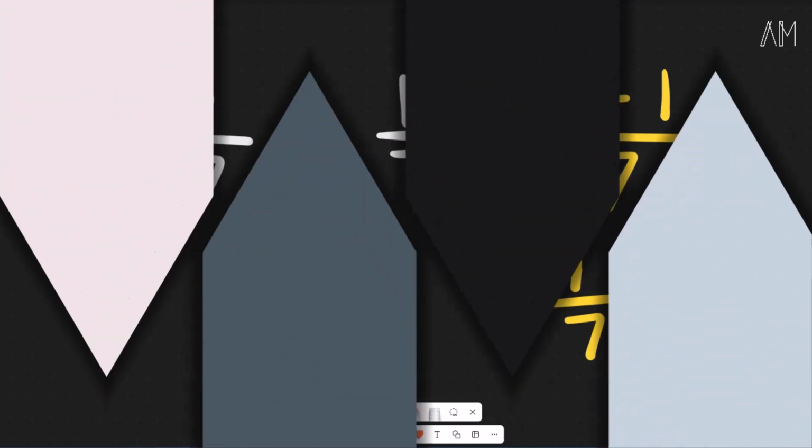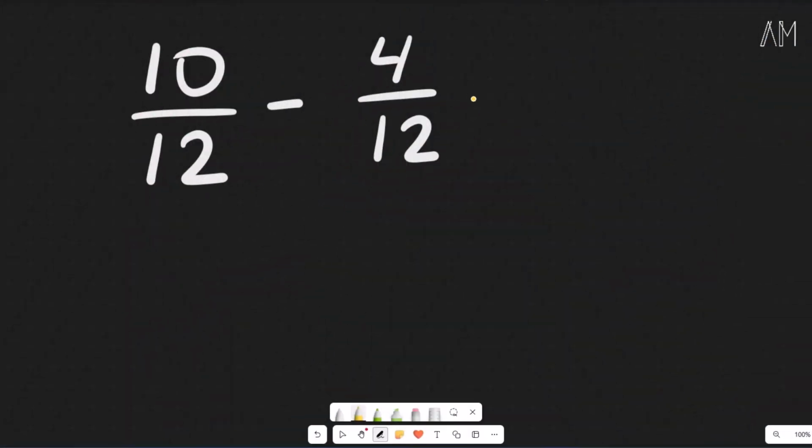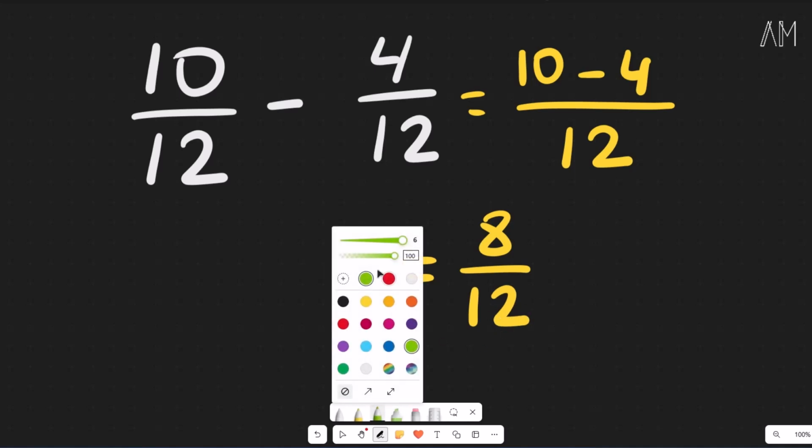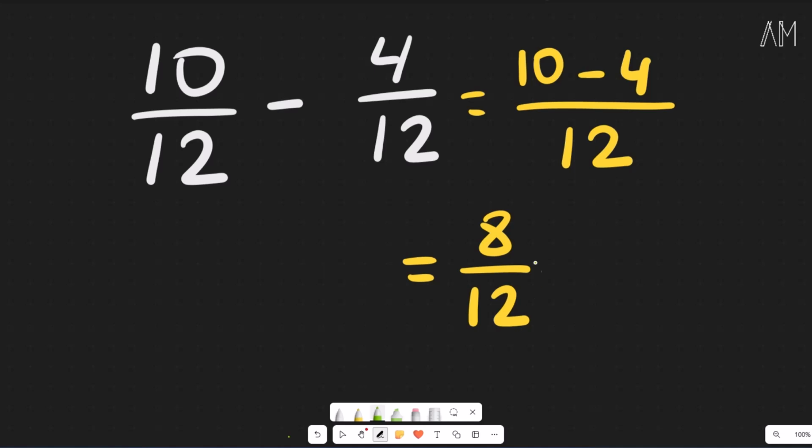Let's take another example. In this case, again, since I have the same denominator, I will keep it as it is and only subtract the numerator. It will become 8 over 12. Now here I notice that I can simplify my answer. Always, in case you can simplify your answer, go ahead and do it. I can divide by 4 up and down, and the answer will be simply 2 over 3. Very good, that's how we do it.